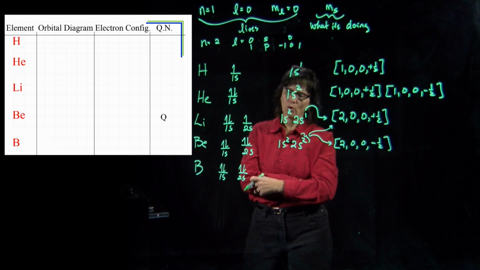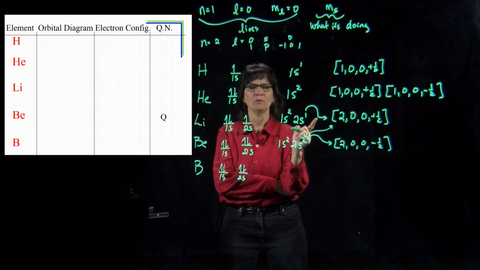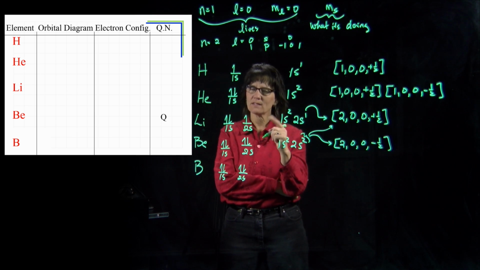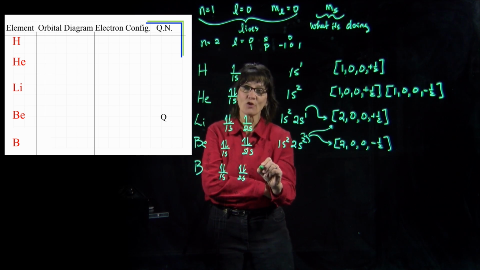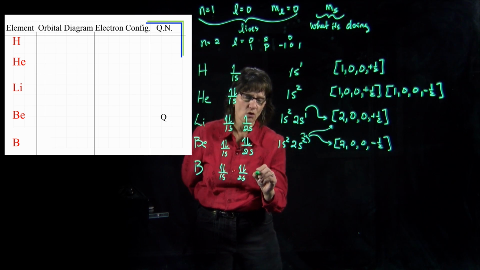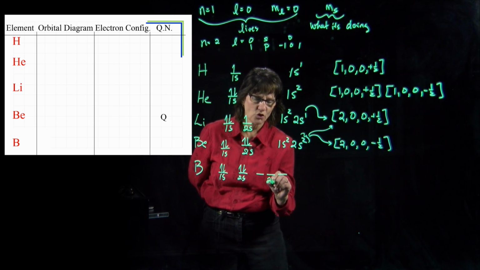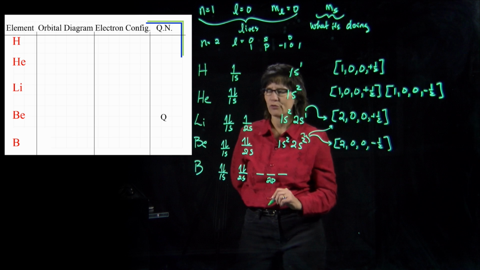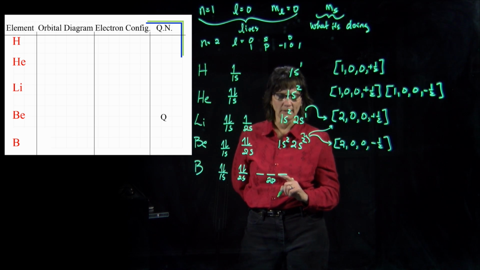When I put that 1 more in, it's got to go into the next available sublevel. We'll look at the order. What's next? Next is 2p. So 2p has 3 orbitals. So what I want to do is draw 3 boxes. 1, 2, 3. This is the 2p sublevel, and there are 3 orbitals in it. So I'm ready to put the next electron in.